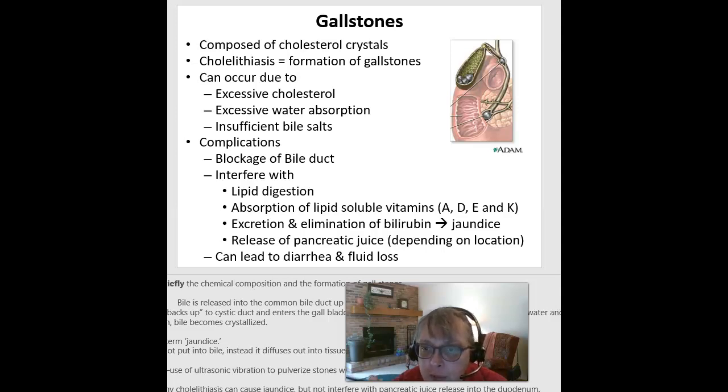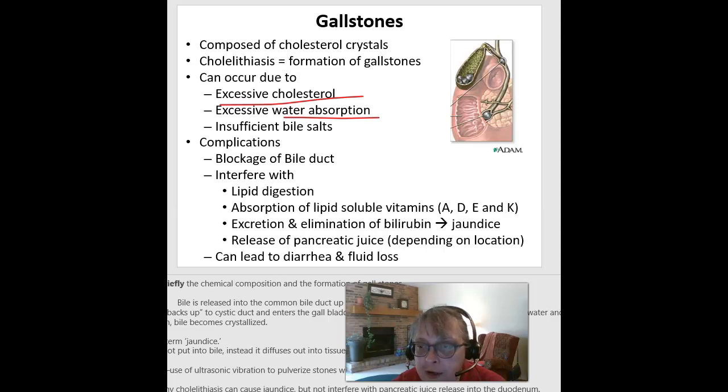Usually they occur due to excessive cholesterol. They can also occur due to cholesterol sitting in the gallbladder for a long time, and excess water is reabsorbed. Too much water is reabsorbed. So now they're kind of, I wouldn't call them hard, but they're these sticky solutes that block ducts. Once the gallbladder does contract and try to eject bile, these gallstones get stuck in the ducts, and they can block the ducts at different points.